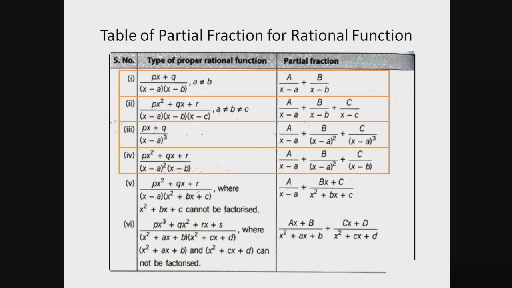And then at number 5 here, let's say it's a product of a quadratic function and a linear function at the denominator. So we have to write it separately, which is A over x minus a. But for the quadratic function, at the numerator we can write it as Bx plus C over the quadratic function. Lastly, if we have the product of quadratic functions at the denominator, we have to write it as Ax plus B over the quadratic function, and then plus Cx plus D over the other quadratic function.